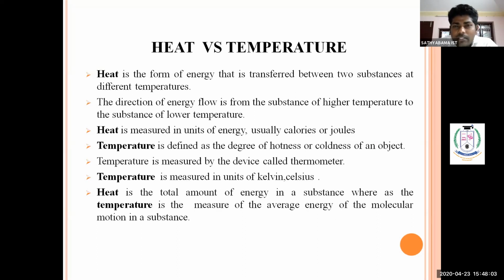So now coming to temperature. What is temperature? How are we going to differentiate heat and temperature? Temperature is defined as the degree of hotness or coldness of an object. If you want to find out the hotness or coldness of an object, we need temperature. Temperature is measured by a device called a thermometer.